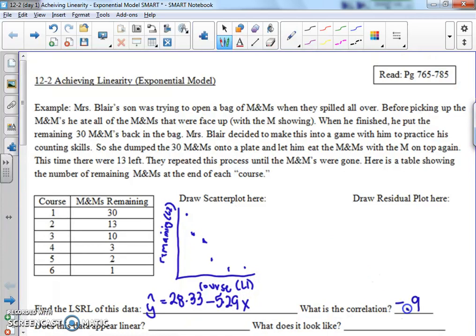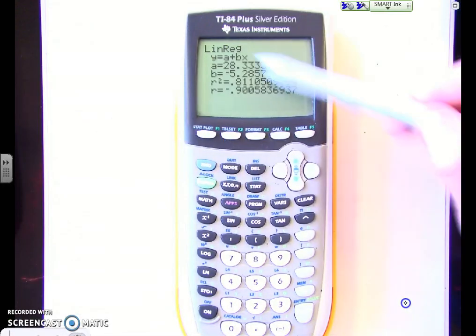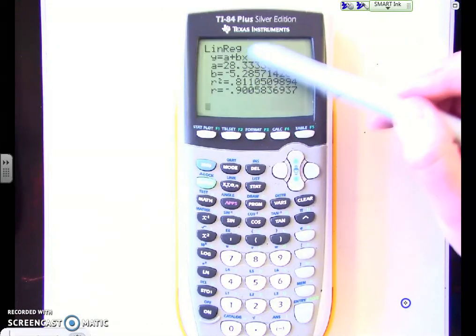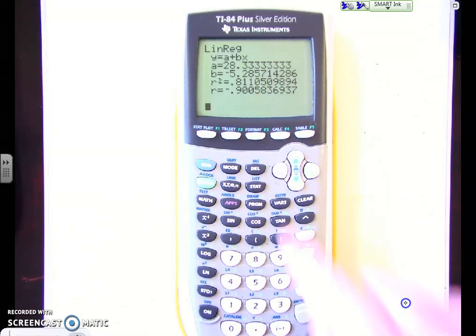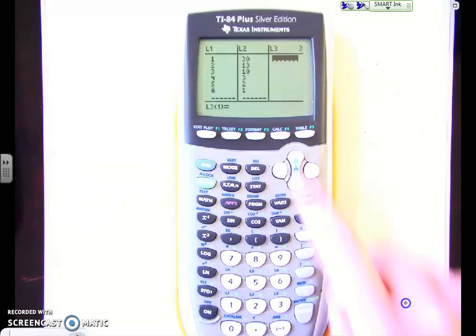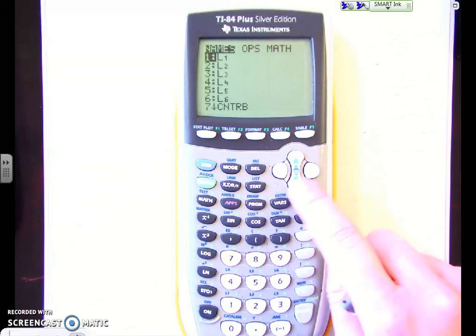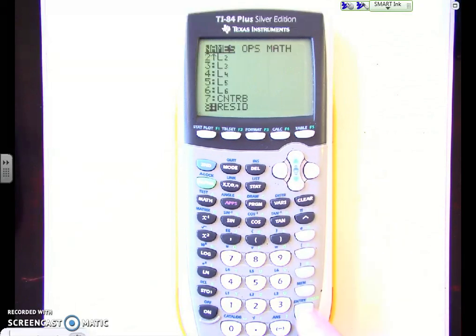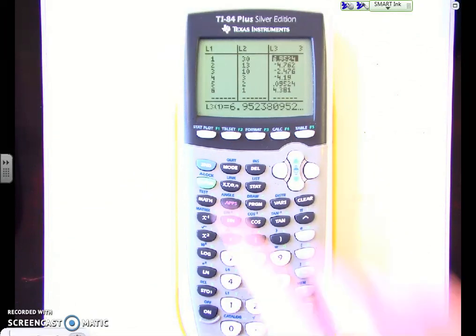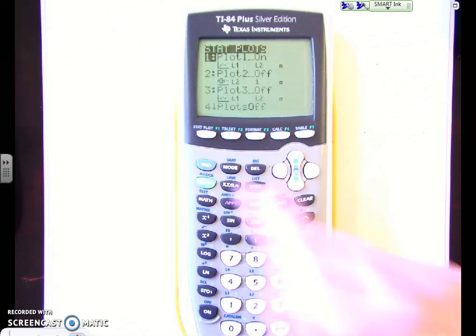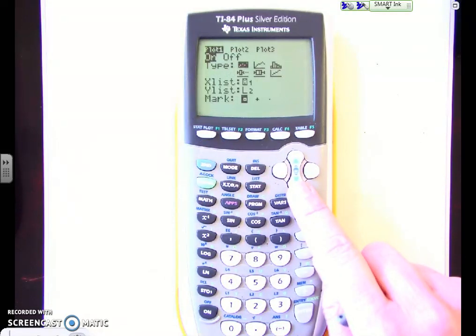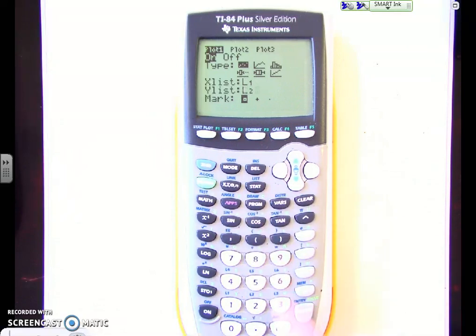Negative 0.9. Now, you always want to run this least squares regression. You want to run this program because every time you run the program, it stores the residuals for you. So I'm going to go back to my list. I'm going to plug my residuals into list 3. This is, again, what I'm assuming you already know how to do. And I'm going to do a residual plot, which is a scatter plot with the explanatories against the residuals.